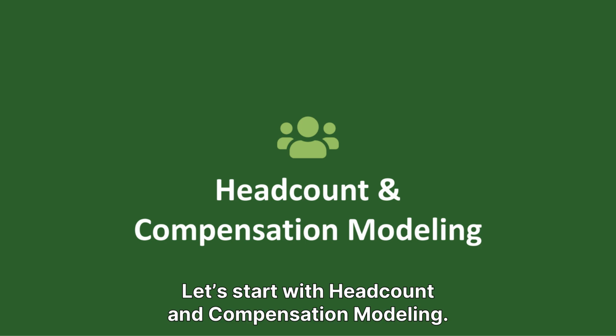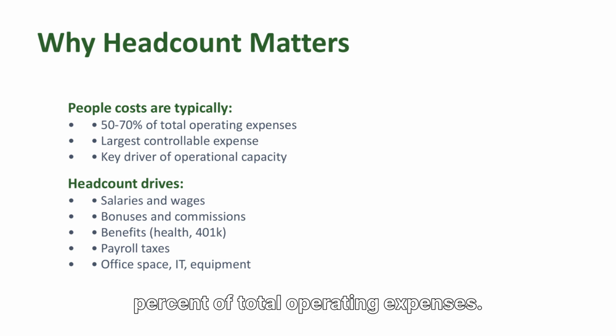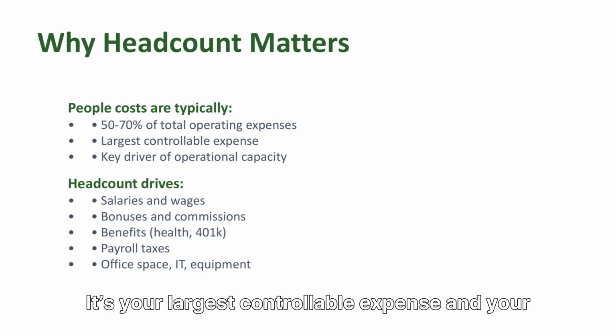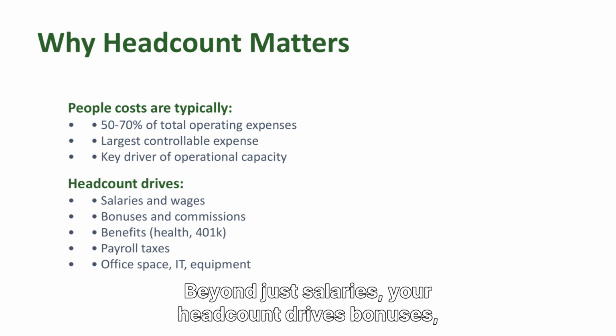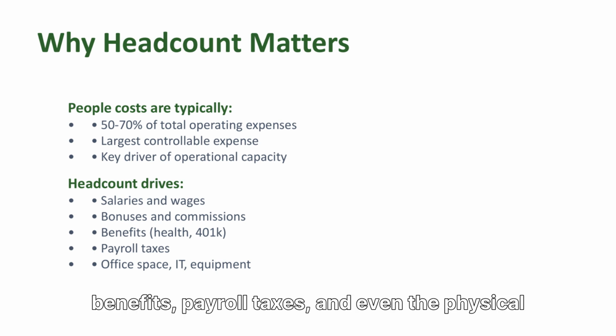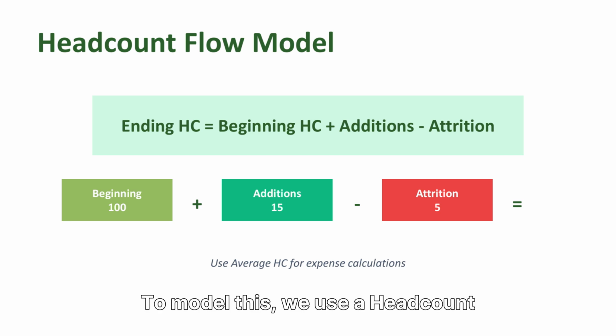Let's start with headcount and compensation modeling. People costs are typically 50 to 70% of total operating expenses. It's your largest controllable expense and your primary driver of capacity. Beyond just salaries, your headcount drives bonuses, benefits, payroll taxes, and even the physical office space and equipment needed for your team. To model this, we use a headcount flow.